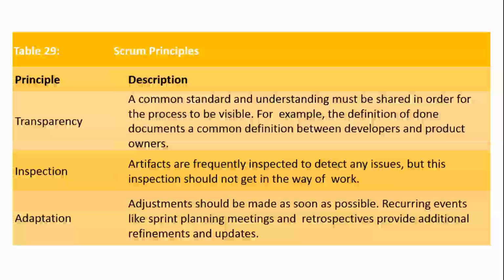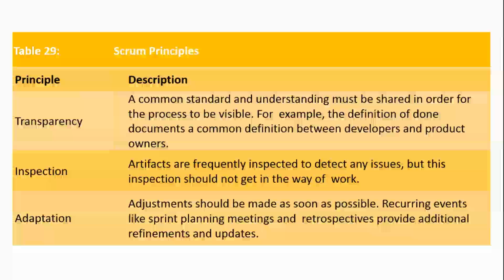In this table, we can see the 3 pillars of Scrum: transparency, inspection, and adaptation. When we talk about transparency, a common standard and understanding must be shared in order for the process to be visible. For example, the definition of done documents a common definition between developers and product owners.